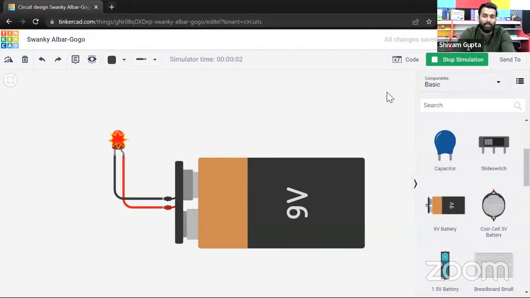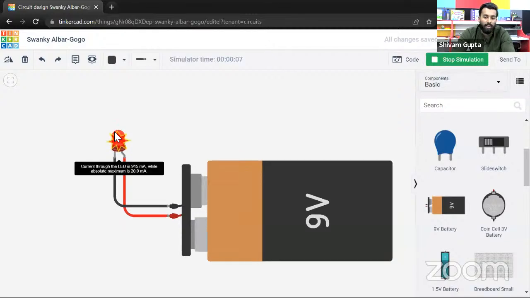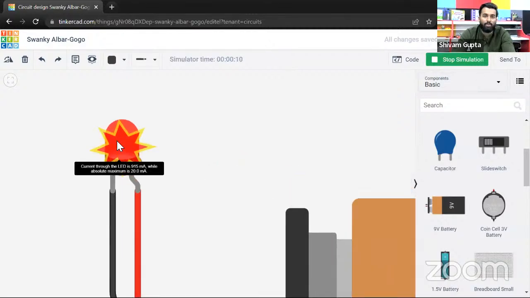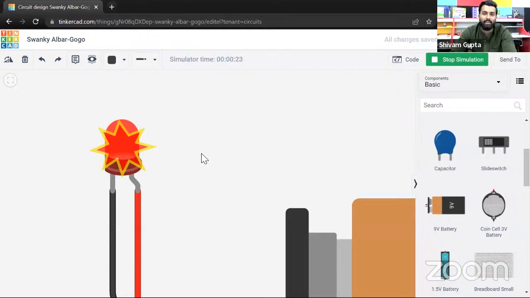But did you notice something? What just happened now? We clicked on the start simulation button, and there is a spark icon on this LED, which denotes that the LED has got fused. Definitely we do not want any component to get fused. So we need to understand how much voltage is supplied to the LED or to the components that we are using, right? If you provide the wrong voltage, our hardware components can get damaged.